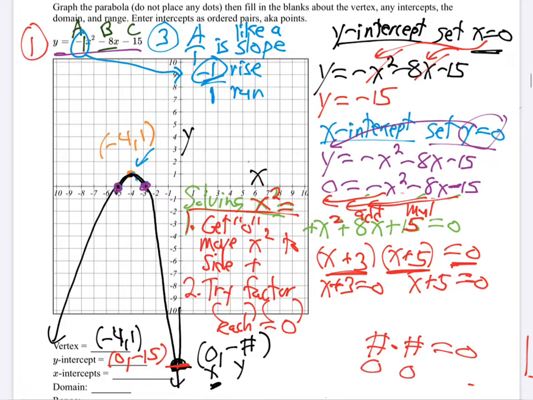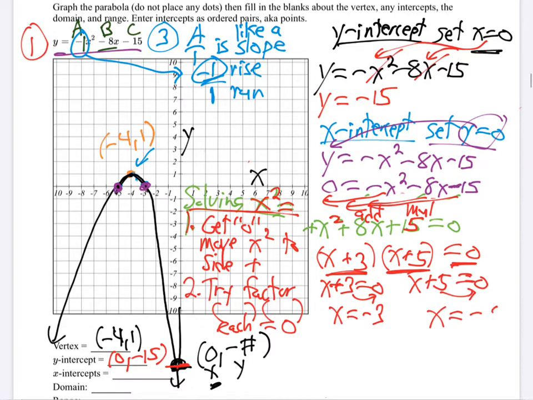Either one of those could be 0 to make those two things multiply to be 0. Either one could be 0. So that's what that means logically. So this first one is 0. Jump the 3 to the other side, -3. Jump the 5 to the other side, -5.